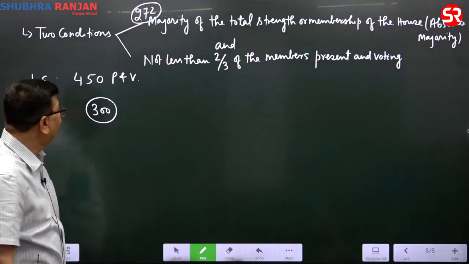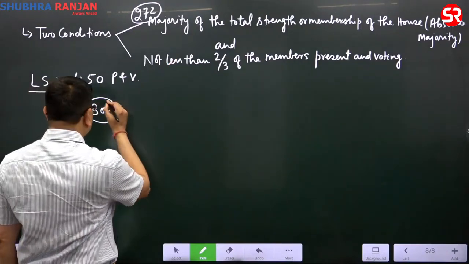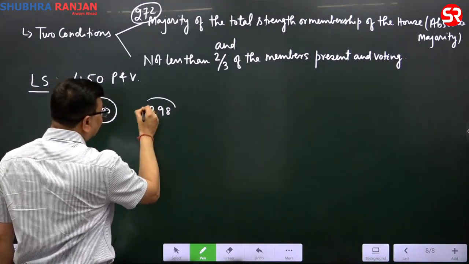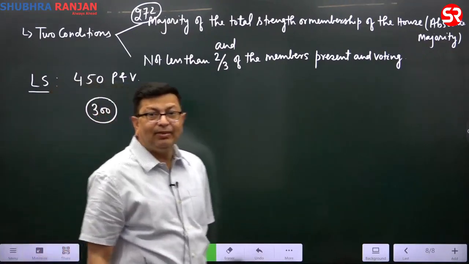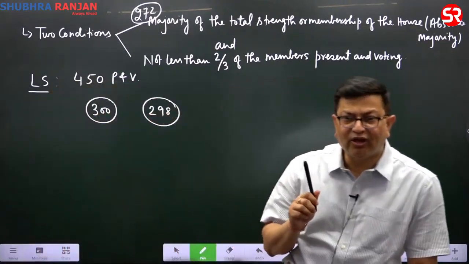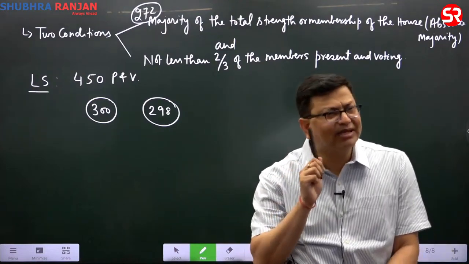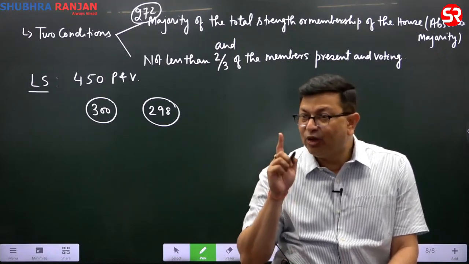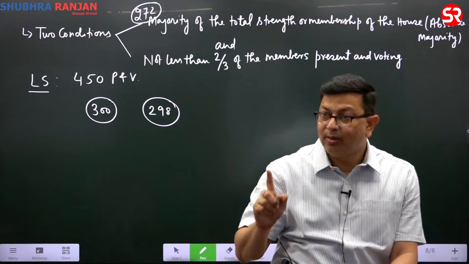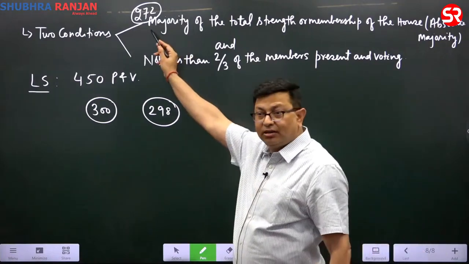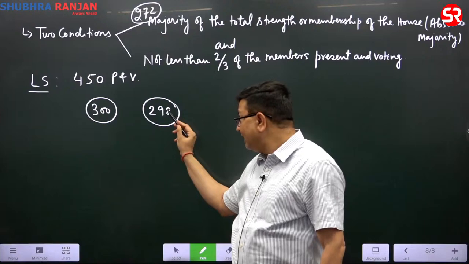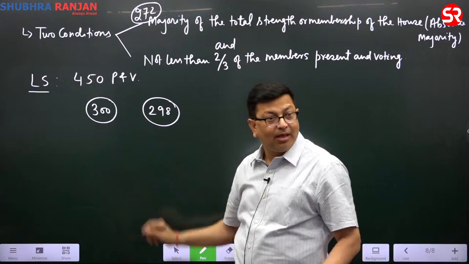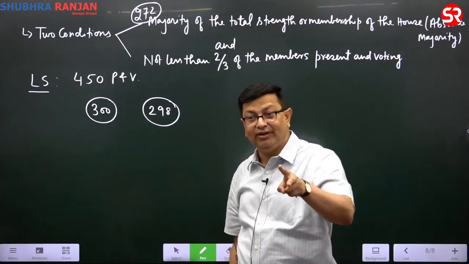Now suppose out of the 450 who are present and voting, 298 members vote in favor of the bill. Will the bill be passed or not? No. Why? Because 298, no doubt, is more than the absolute majority, but it is less than two-thirds of the members present and voting. Both the conditions have to be fulfilled.